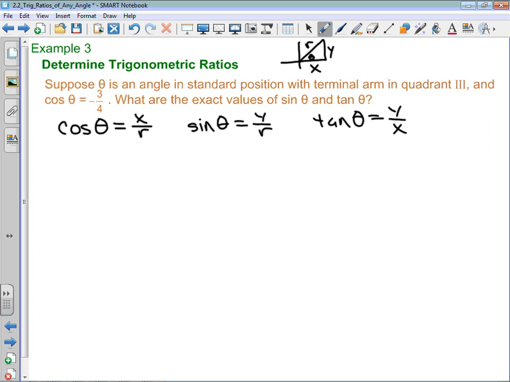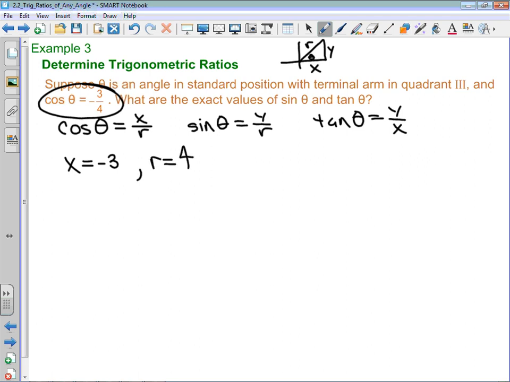Now, the reason why this is so important is they up here told me that cos theta is equal to -3/4. Now, r is never negative. r is the distance. It's defined as the radius of the terminal arm, so it's never negative. So that tells me that x is equal to -3 and r is equal to 4.